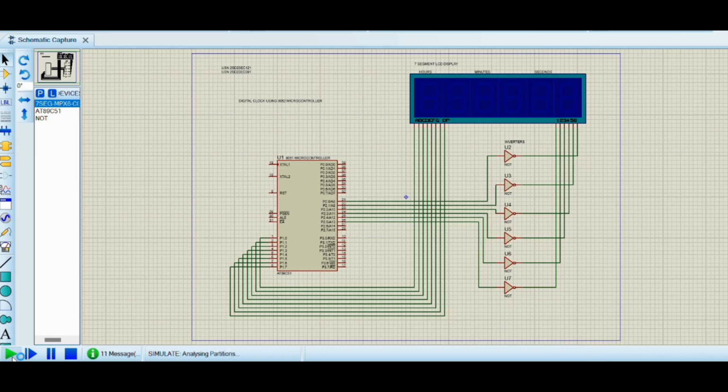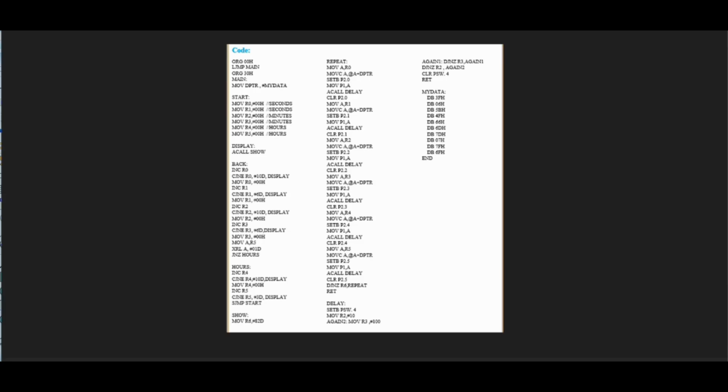When we click on run button, the LCD starts to display. And here these two digits of LCD represent the seconds and these two digits represent minutes and these two digits represent hours. Let us quickly glance at the code of our project.